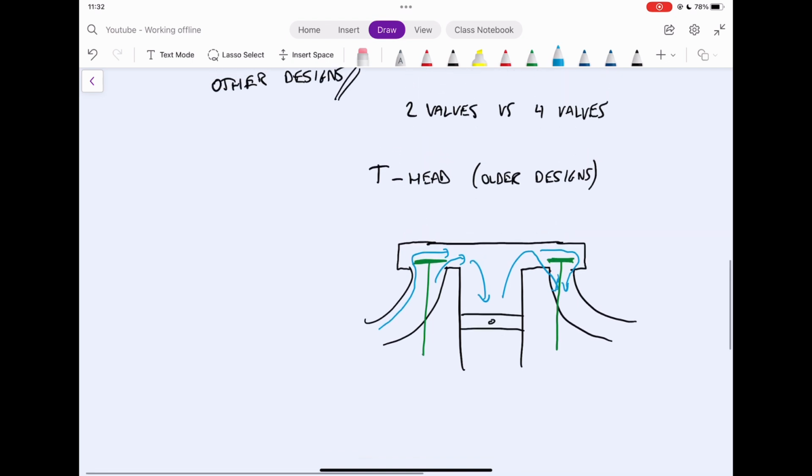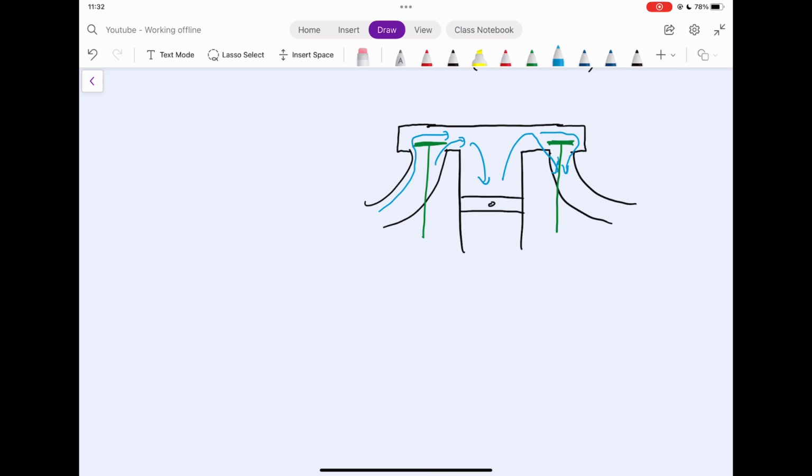So this design's advantages are that it takes less space at the top, so you can have very short engine bays. The one disadvantage is that the flow has to go around a lot of different corners.